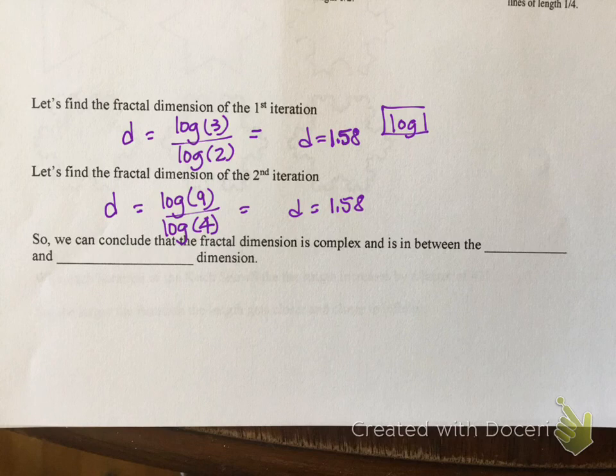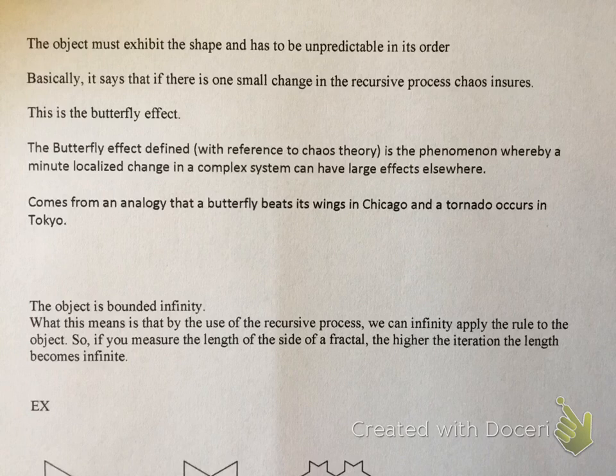So if you notice, it doesn't matter how many times we go up in iterations, we're going to get 1.58. That is the fractal dimension. So we can conclude that the fractal dimension is complex, and it is in between the first and second dimensions. The reason why I knew that is because our value is 1.58, so that's in between the first and second dimensions. Really interesting, right, guys?